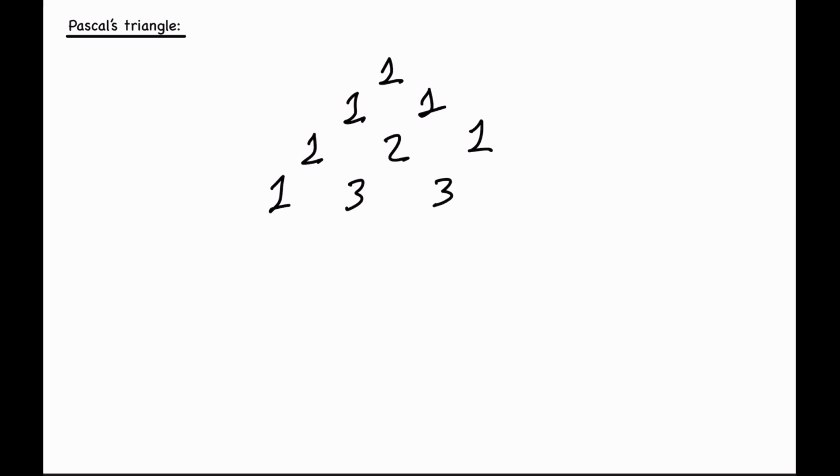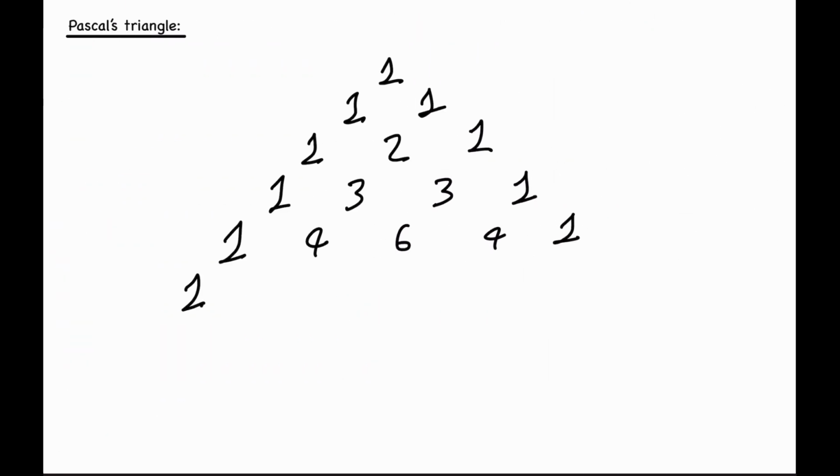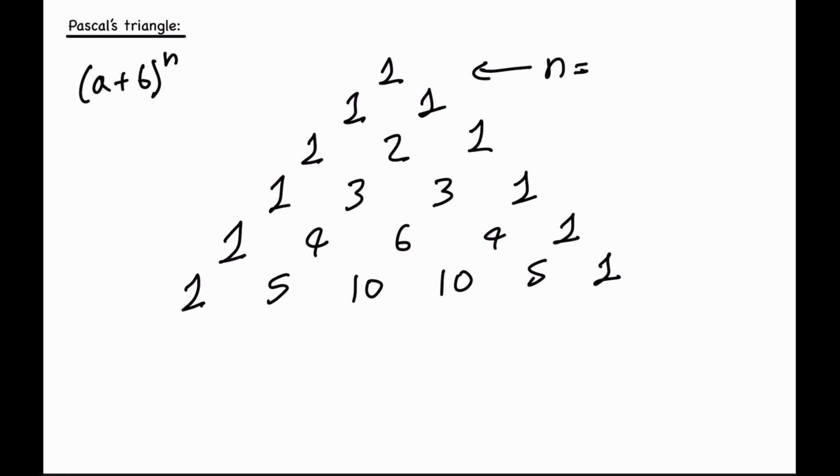We get 3, and then we put a 1 on the edge. And we can keep going, where we add the 1 and the 3 to get 4, 3 plus 3 is 6, 3 plus 1 is 4, and 1. You can see this forms the exact same coefficients that we had before in our expansions. And we can keep going. Each row corresponds to a power of the polynomial. Say we call that n, so that a plus b to the n is the expansion.